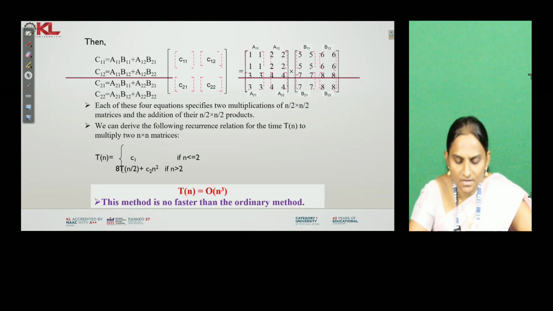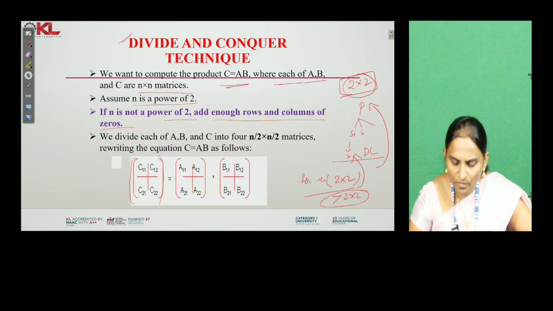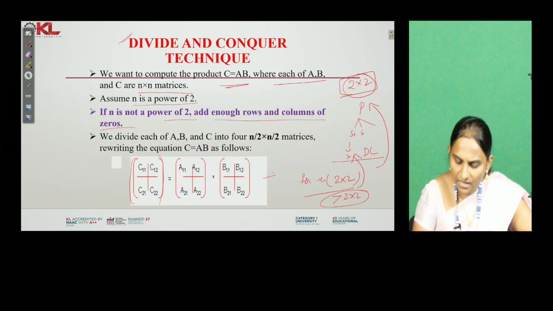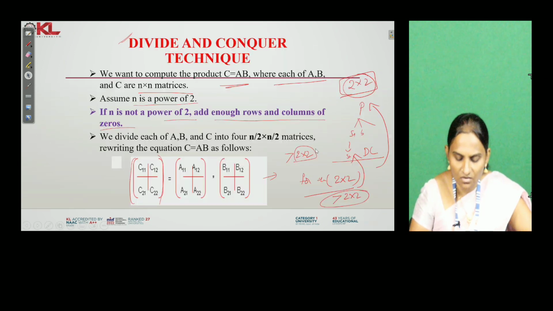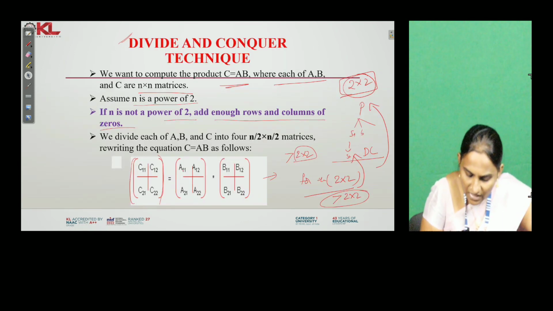So if the matrix is 2 by 2, then there is no need to apply the divide and conquer strategy. If the matrix is greater than 2 by 2, then only we have to apply the divide and conquer strategy. For example, C1, A11, A12, A21, A22.